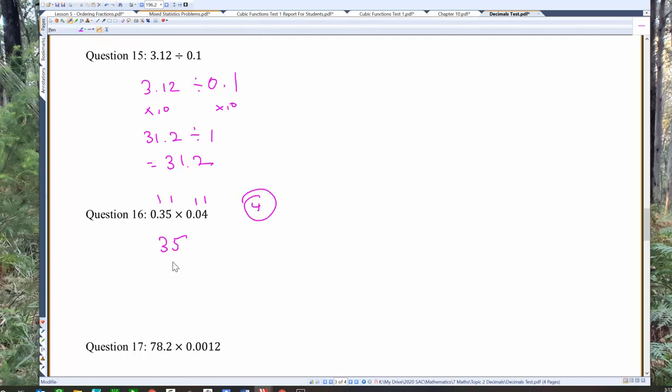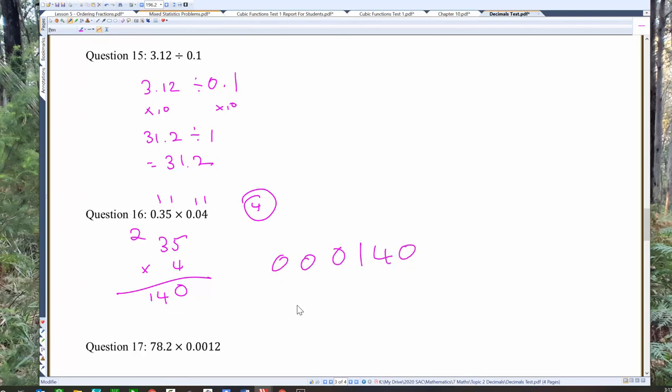Now we're going to do 35 times 4. We're going to pretend like the decimal places aren't there and multiply. 5 4s are 0, 20, carry 2. 3 4s are 12, plus 2 is 14. We need to put 4 decimal places into this question here.